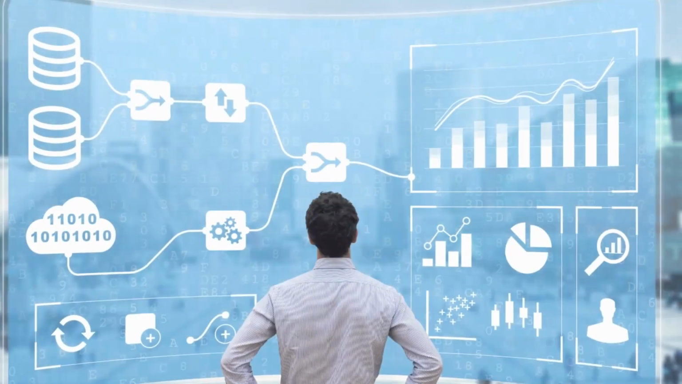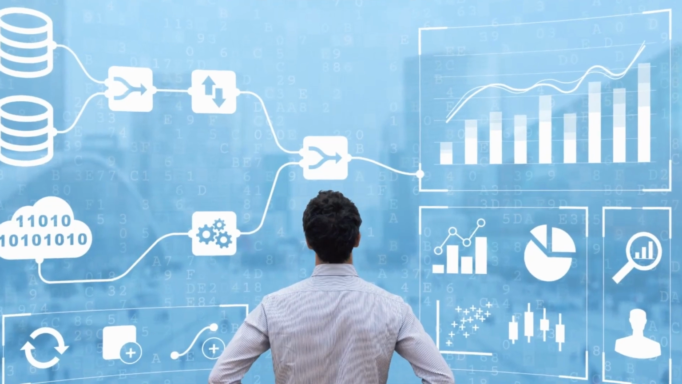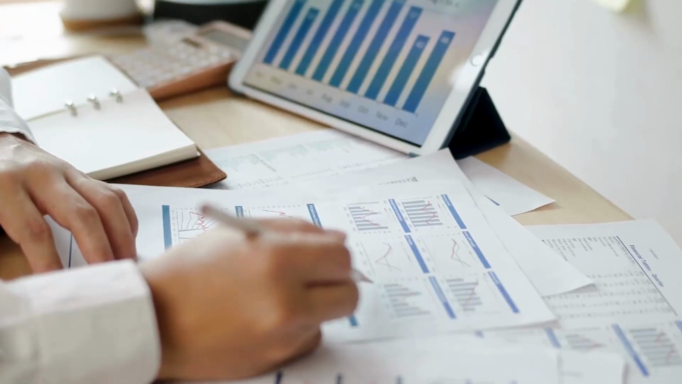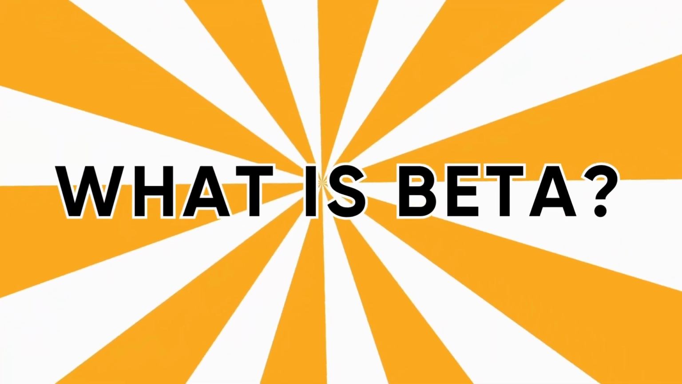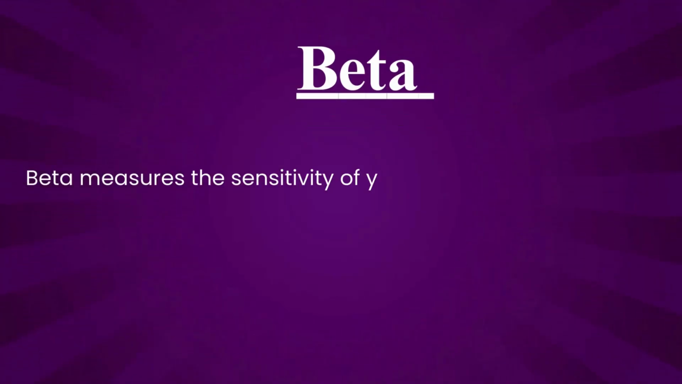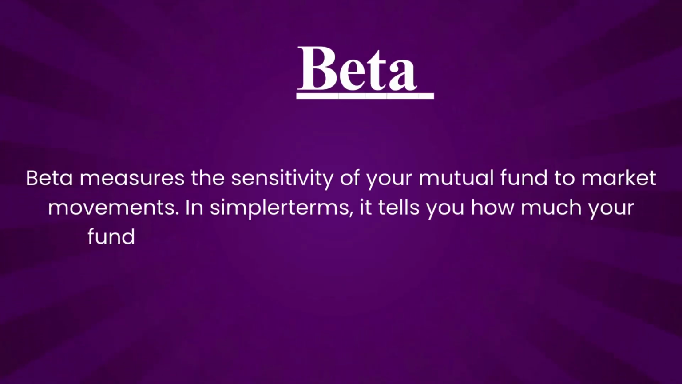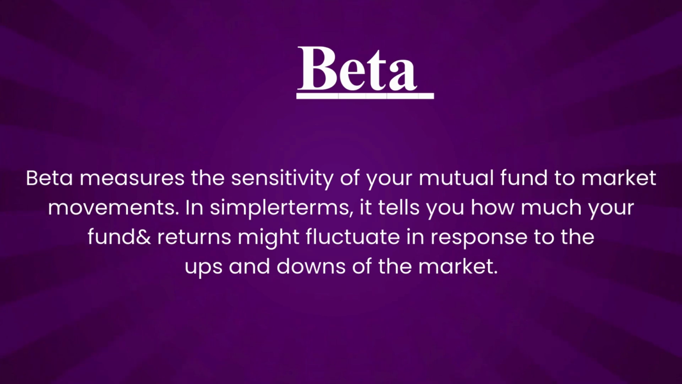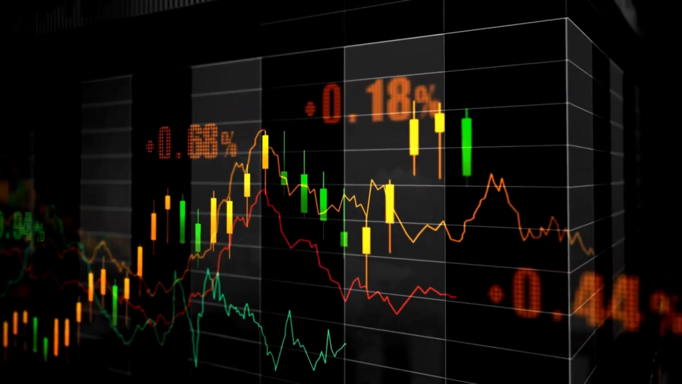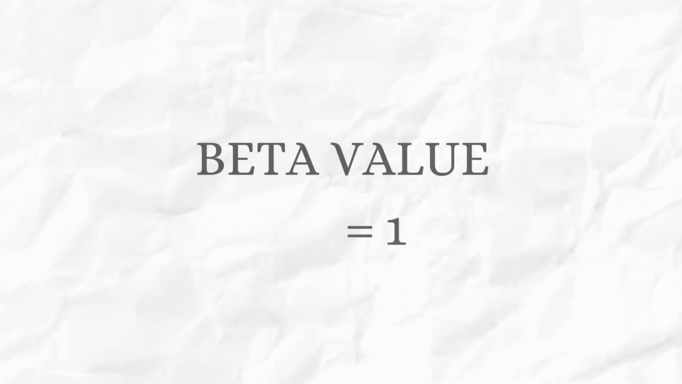Today, we are diving into a crucial metric you need to understand when evaluating your mutual fund: beta. What exactly is beta? Beta measures the sensitivity of your mutual fund to market movement. In simpler terms, it tells you how much your fund's returns might fluctuate in response to the ups and downs of the market. The market, usually represented by a benchmark index, is assigned a beta value of 1.